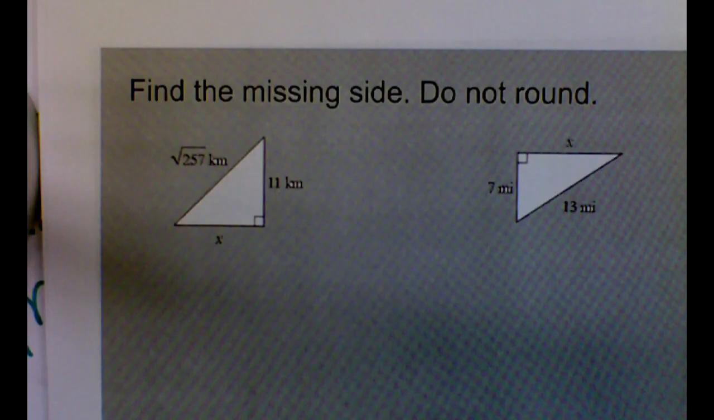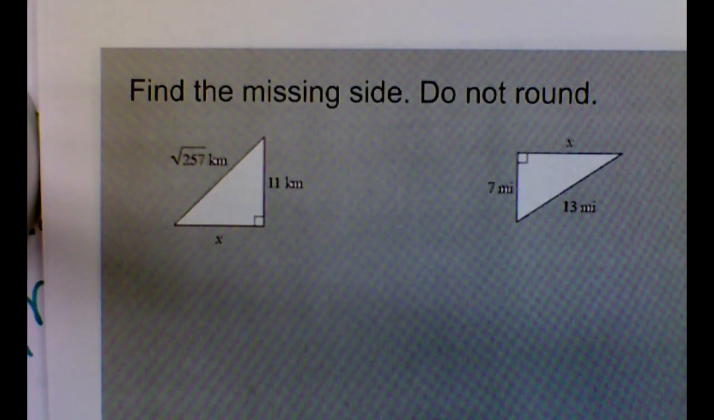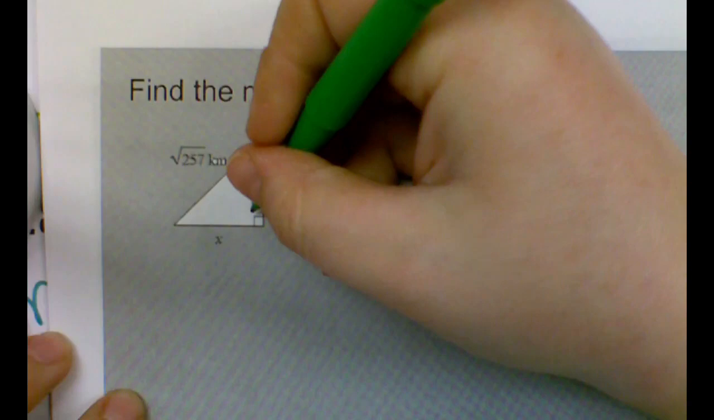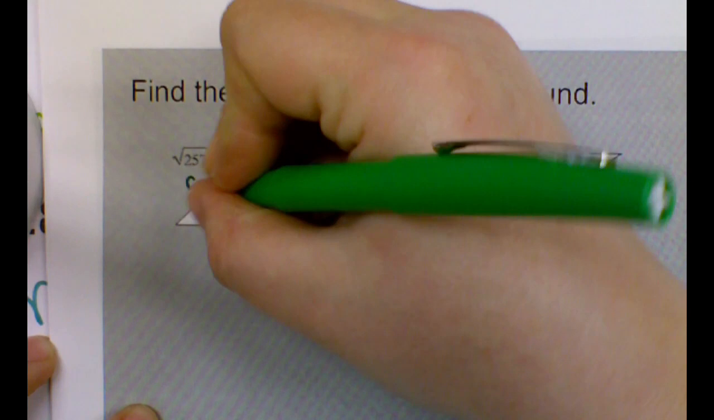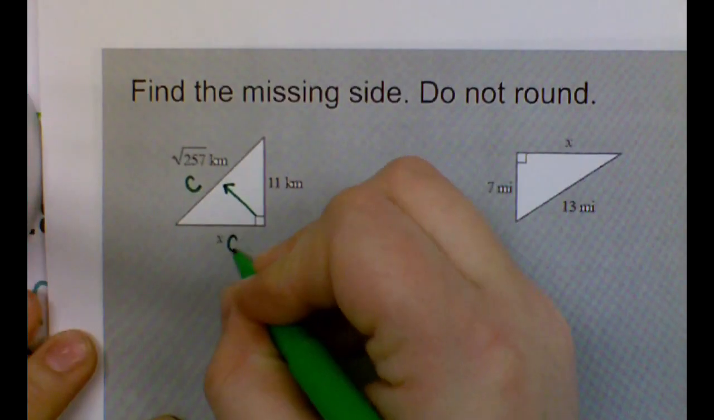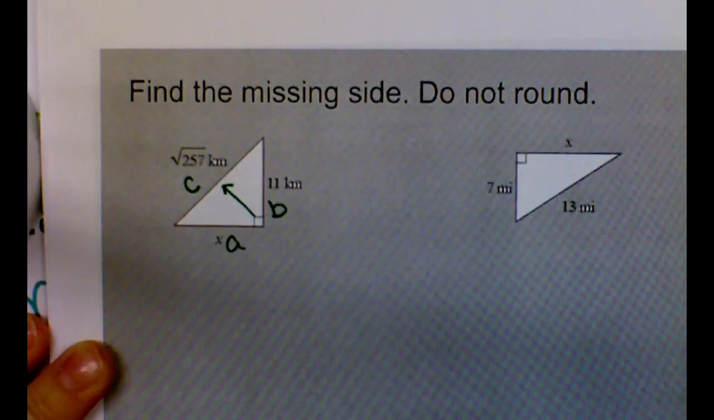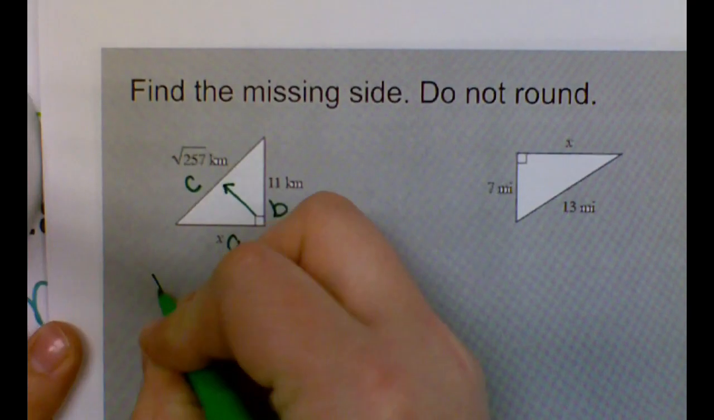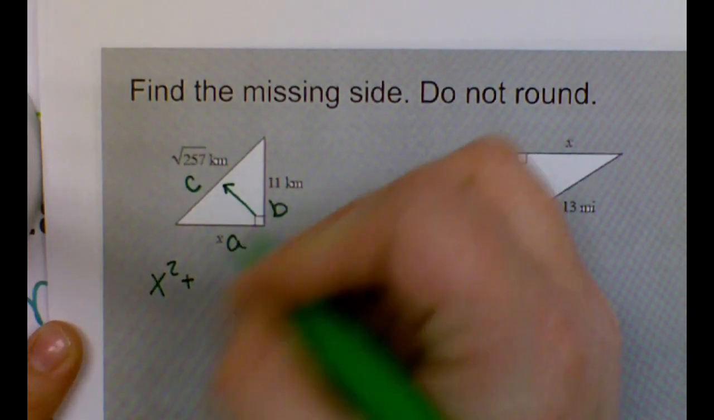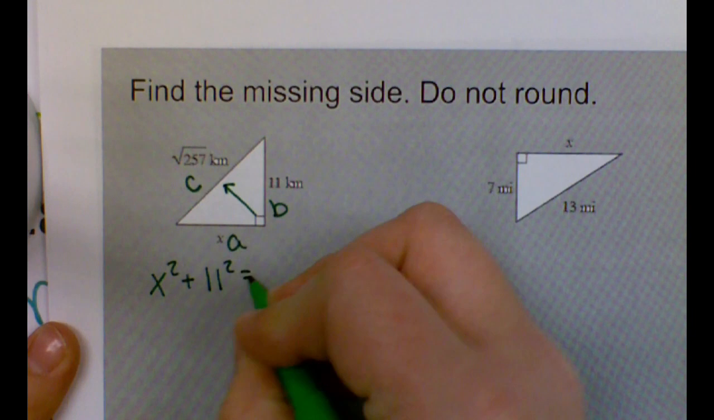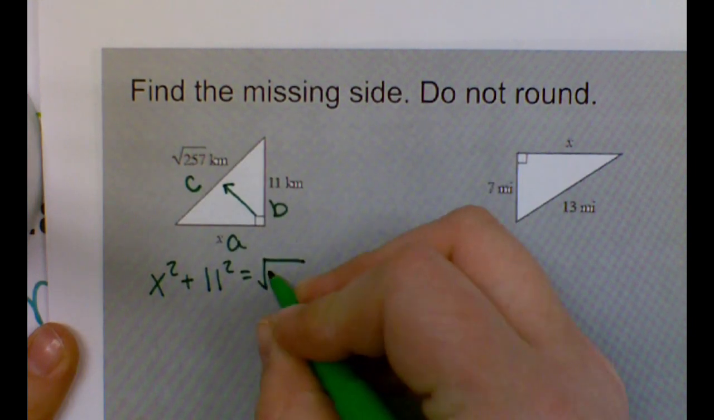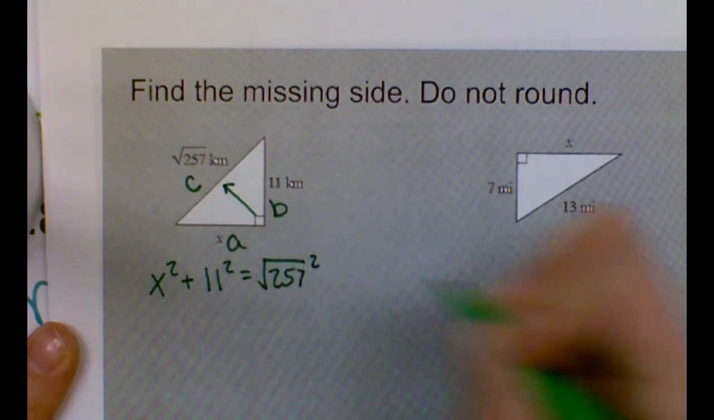All right, now we're going to not round. So I start off, I identify what my hypotenuse is. Across from the right angle, there's C. A and B doesn't make a difference. You can flip-flop those two. So A squared is X squared. B squared is 11 squared. C squared, the square root of 257 squared.